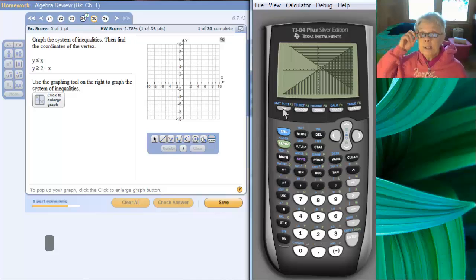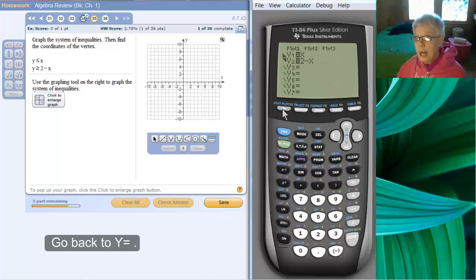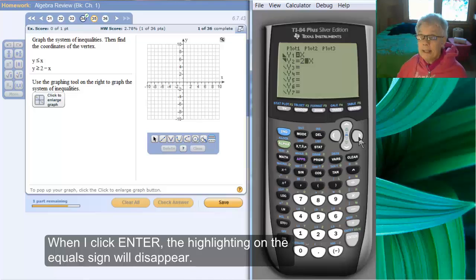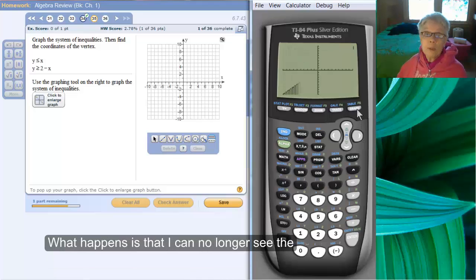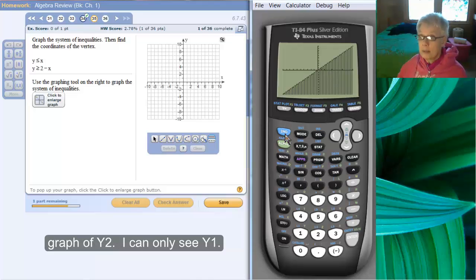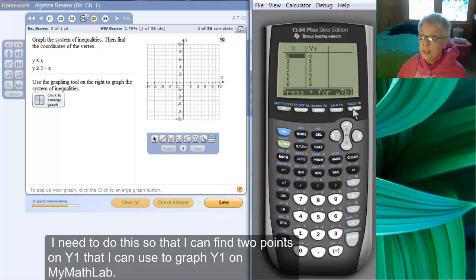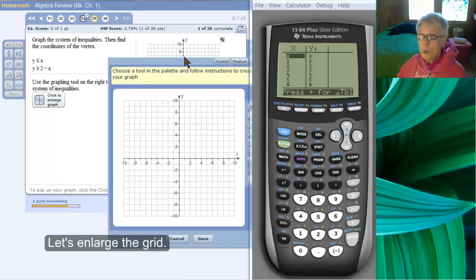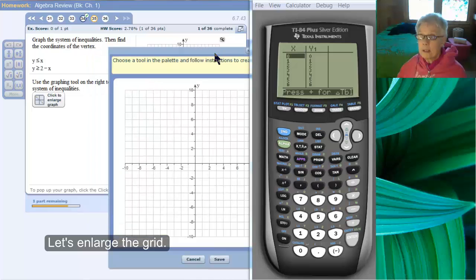So now look at this neat trick that I'm about to do. I go back to y equals. I come down to y2 and over to the equal sign, and I hit enter. What that does is it takes the highlighting away from the equal sign on y2 so that all I'll see is y1. Now, when I say second graph, I can find points for graphing y1. So I'm going to expand the graph, get a medium.